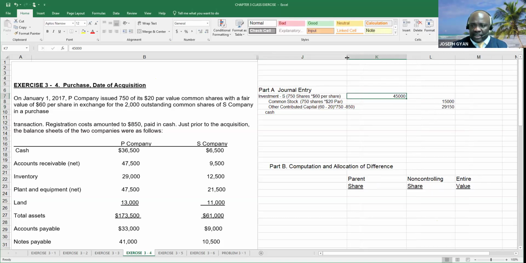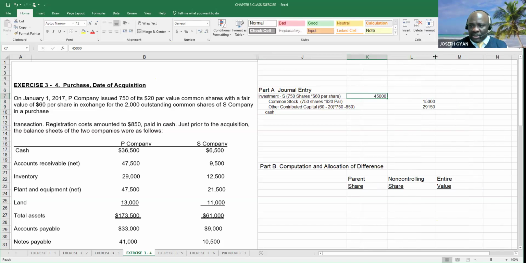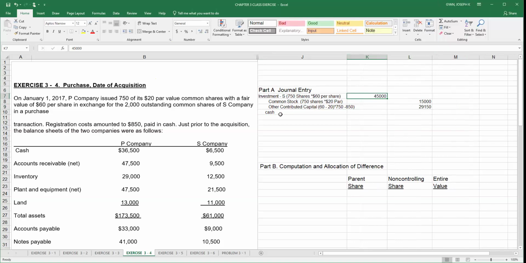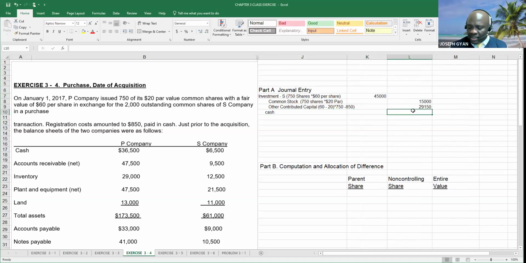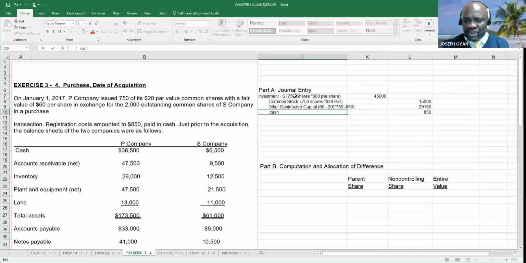Any questions, please, guys, before we move to the second phase? And cash, we have to put at 850. 850 for cash, so that your debit will be equal to your credit, right? Your debit will be equal to your credit.